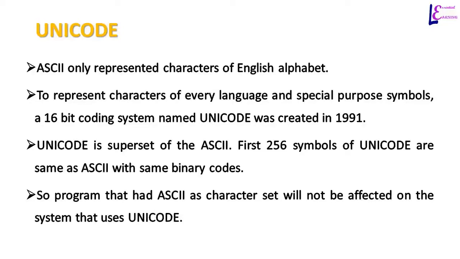To represent characters of every language and special purpose symbols, a 16-bit coding system called Unicode was introduced. Two factors paved the way for a new coding system: 16-bit computer architecture and the introduction of the World Wide Web. Unicode is a superset of ASCII. The first 256 characters of Unicode are the same as ASCII with the same binary codes. So a program that had ASCII as its character set will not be affected on a system that uses Unicode.